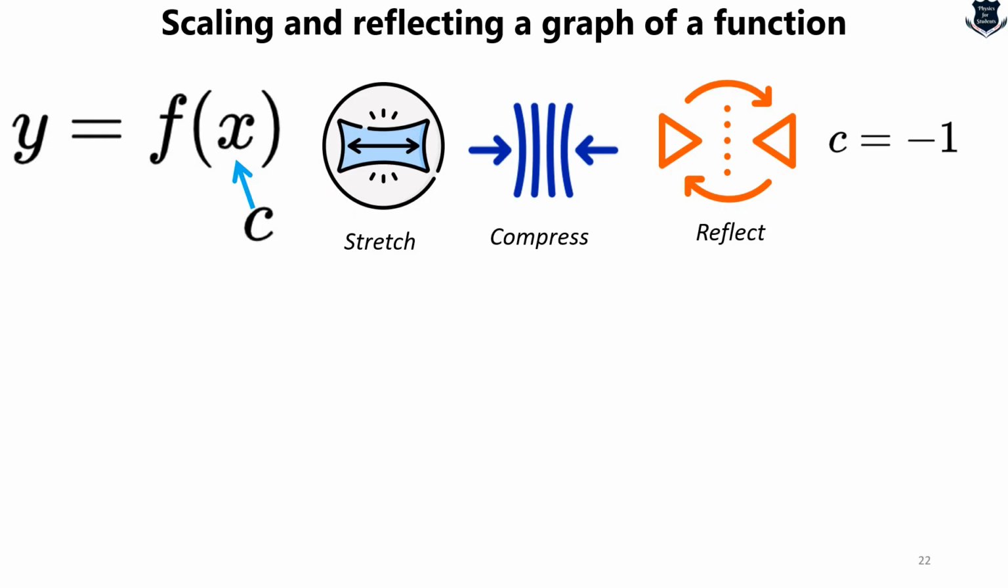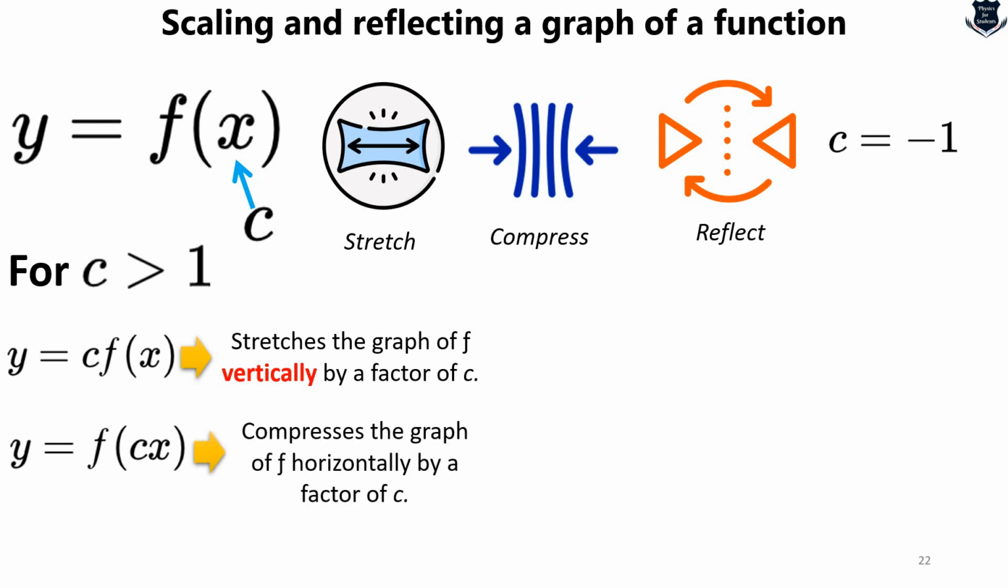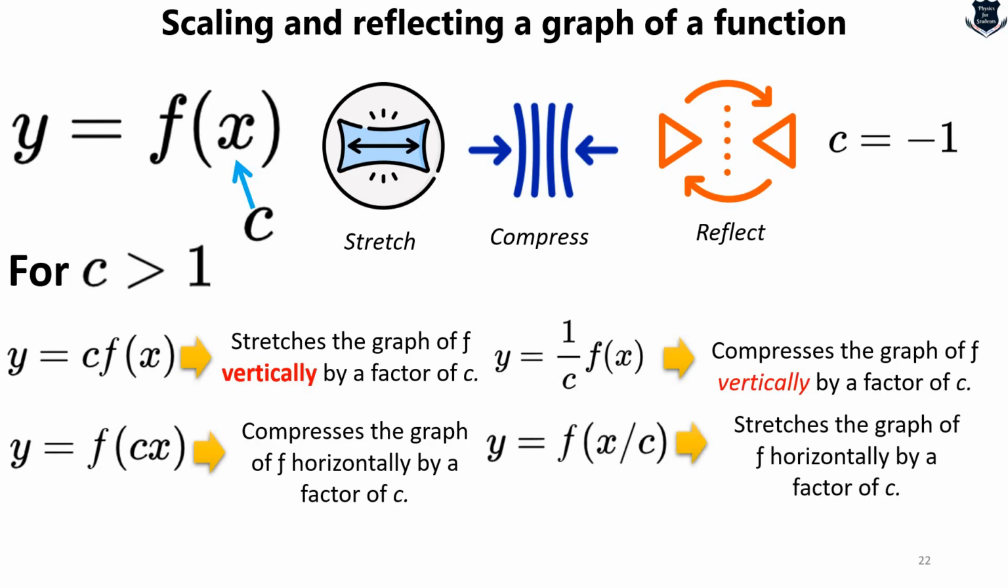Now I will just show you the conditions so that you can understand when we show the graph. If c is greater than 1, then y equal to c times f(x) stretches the graph vertically by a factor of c. If y equal to f(cx), then it compresses the graph of f horizontally. If y equals (1 upon c) f(x), then it compresses the graph of f vertically by a factor of c. And if y equal to f(x upon c), then it stretches the graph of f horizontally by a factor of c.